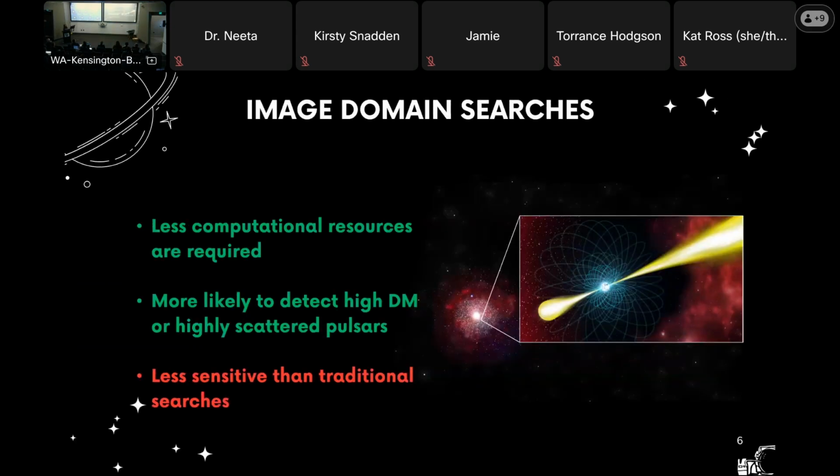On the other hand, we do have image domain searches, and those are less computationally expensive, and they are more likely to detect high DM pulsars, especially at lower frequencies, such as that of the MWA. However, given that we do not recover the pulse information of the pulsars itself, they are less sensitive than traditional searches. So that's one point that we need to keep in mind when we talk about image domain searches going forward.